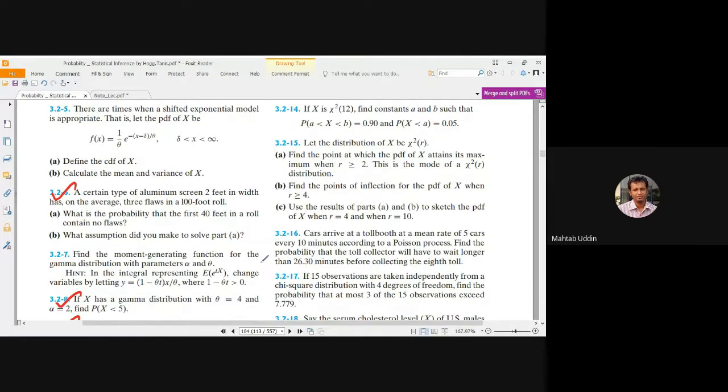Please read question 6 and tell me what we have to do. Any idea?